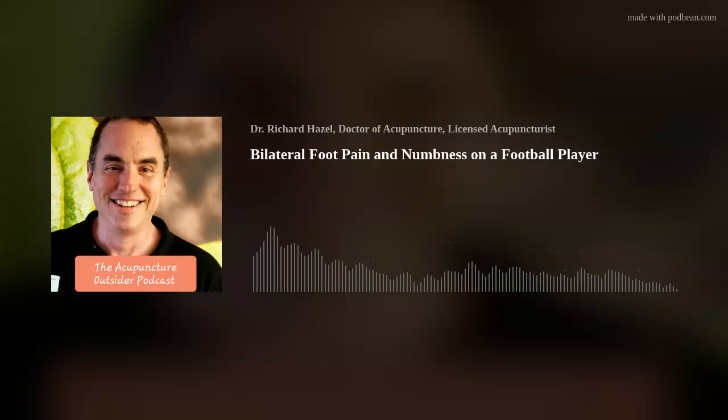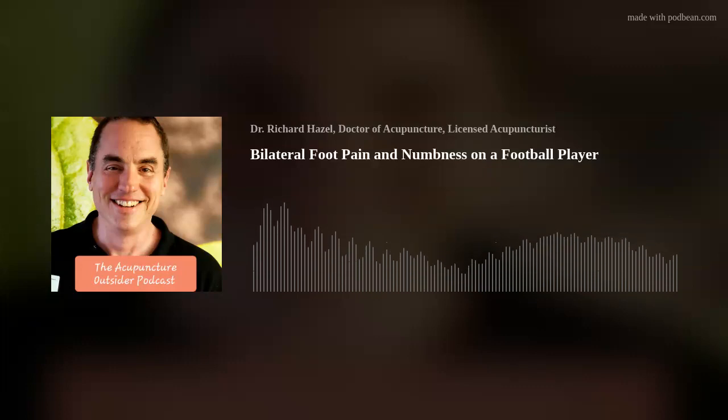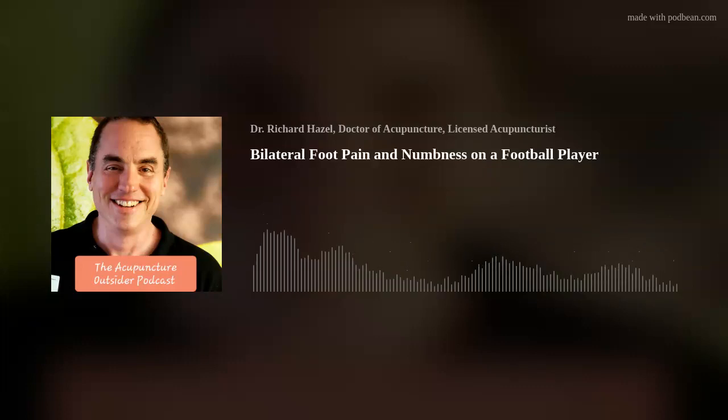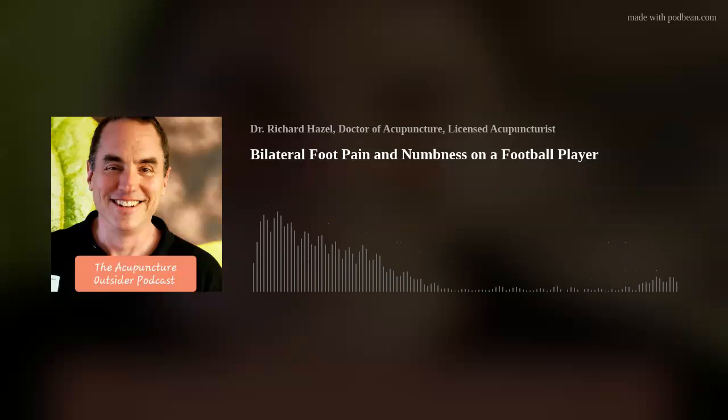So when I took the needles out, I asked him to walk and give me some feedback on how his feet felt. And everything felt good except for the heels. He still had heel pain. So I had to do the point that I really didn't want to have him experience, which is the quadratus plantae. It's a little more uncomfortable than the flexor digitorum brevis.